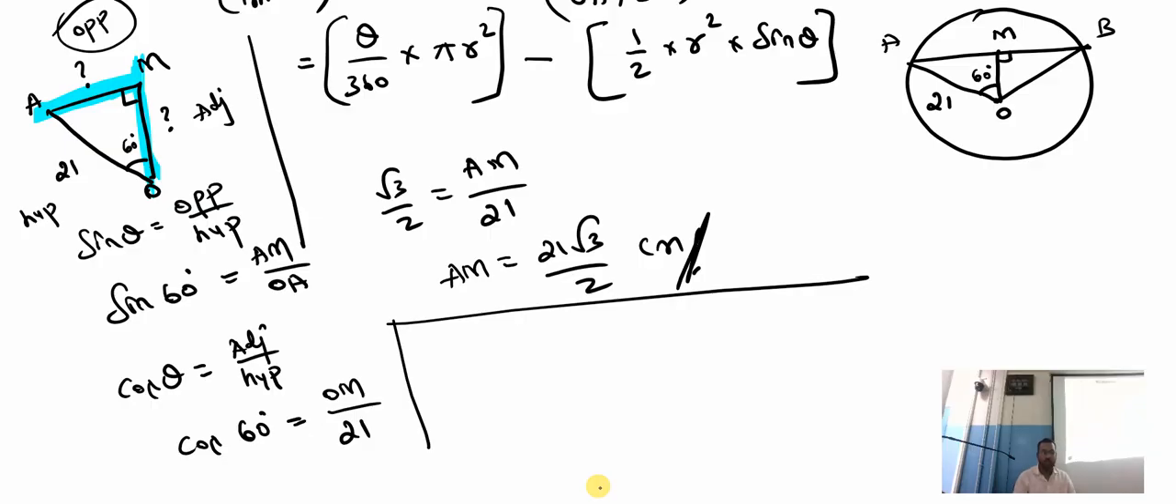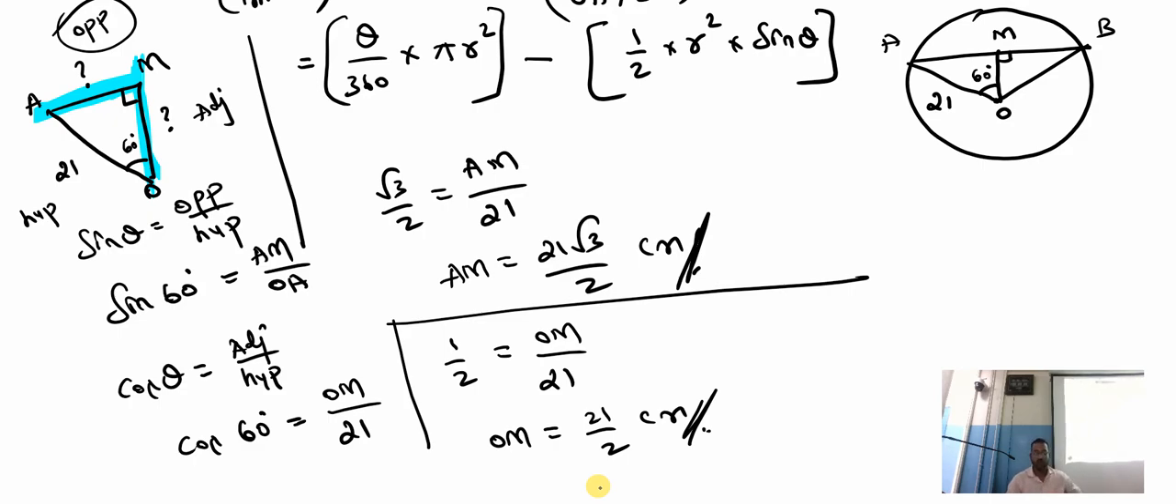So, cos 60 is 1 by 2, which equals OM by 21. Then OM is equal to 21 into 1, that is 21 by 2 centimeter. We got the OM value and the AM value, both the values. Am I right? Yes, sir.